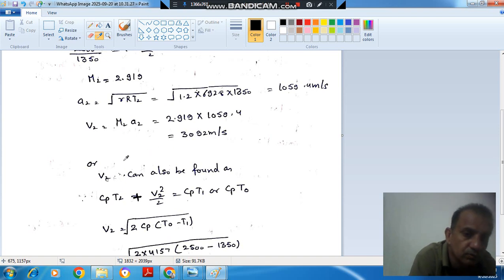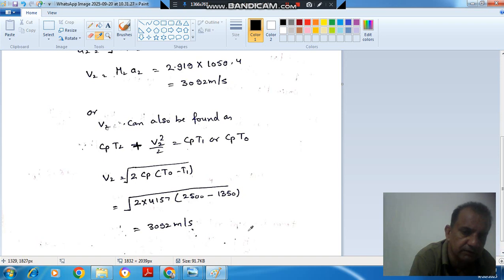Now this is the formula based approach. We can also calculate the exit velocity like this. This is the total energy at exit, and this is the total energy at inlet or at the combustion chamber. At inlet there is no velocity, so it is equal to Cp T naught. So from this we can calculate V2 is equal to root of 2 Cp times (T naught minus T1). T naught is 2500, T1 is 1350, Cp is 4157. So it will also give the same answer, that is 3092 meter per second.